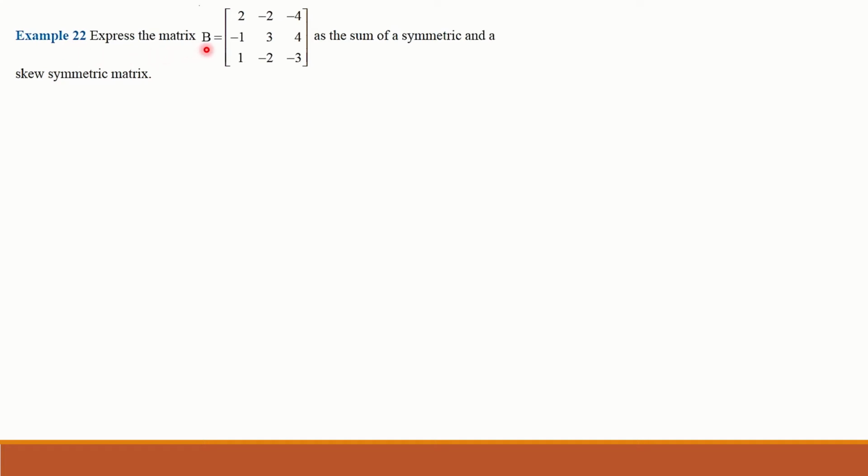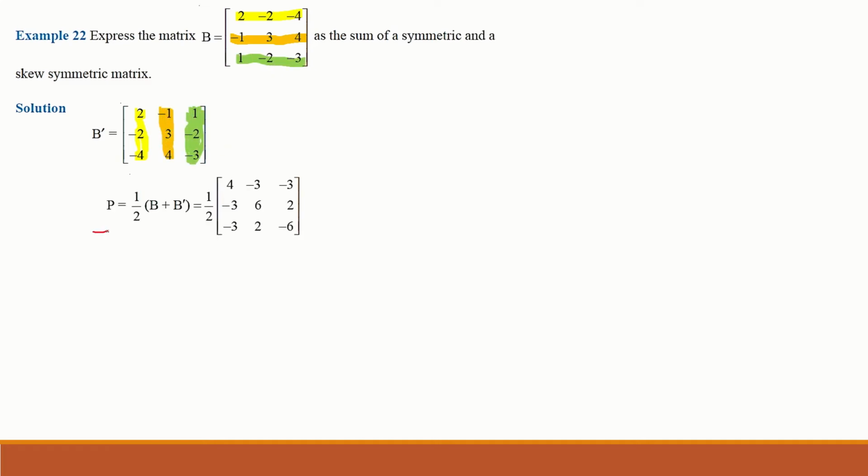Now let us take an example where we have given a matrix B of order 3 and we have to express it as a sum of symmetric and skew-symmetric matrix. So what we'll do first is we'll take transpose of this, which is B dash equals to: first row becomes first column, second row becomes second column, and third row becomes third column.